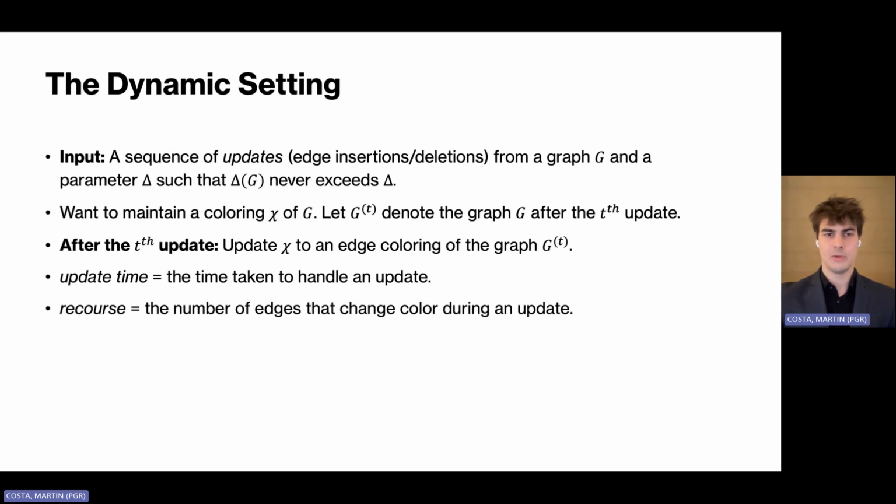And we also care a little bit about the recourse. The recourse is the number of changes that we make to the actual coloring in order to modify it to be a coloring of the brand new graph after an update. The reason that we care about recourse is that as long as we're explicitly maintaining the coloring, the recourse will always be a lower bound on the update time, just because we actually need to go through and manually change every single one of these colors, right?